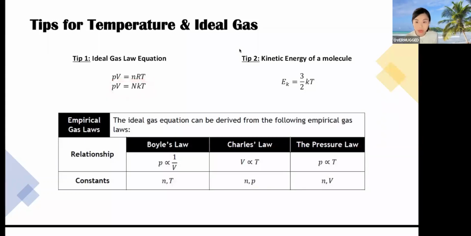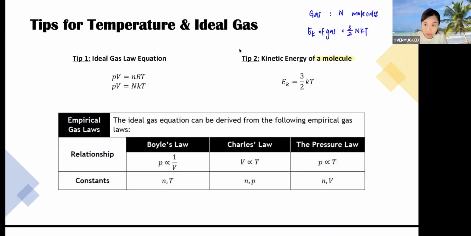Next, the kinetic energy of a molecule. You also need to know that the kinetic energy of a molecule is derived to be 3/2 kT. But take note, this is for a molecule. Why is this important? Because inside a gas, there is more than one molecule. Let's say there are N molecules, capital N, then the kinetic energy of my gas is therefore equal to 3/2 NkT.